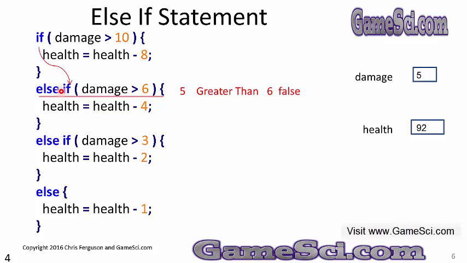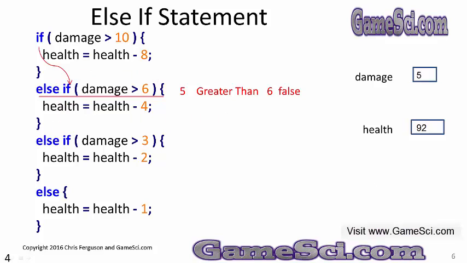Well, what's immediately following that else? Another if statement. And in that other if statement, damage is greater than 6. I'm taking slightly less damage. 5 greater than 6 is still a false statement. Remember, if the if portion is false, I've got to go to its else. And there is an else immediately following this if.